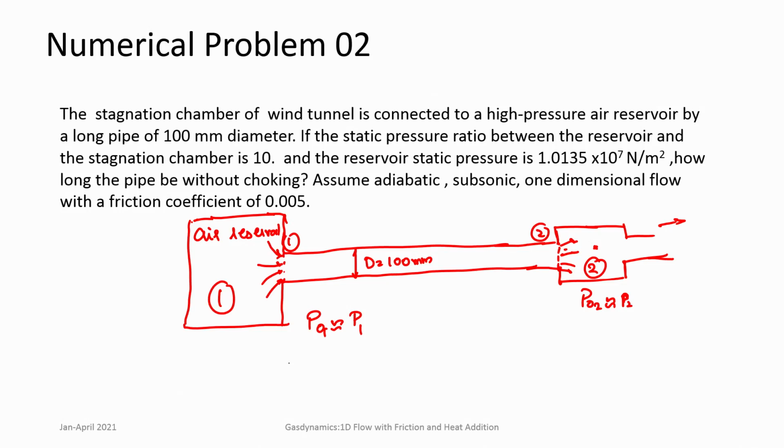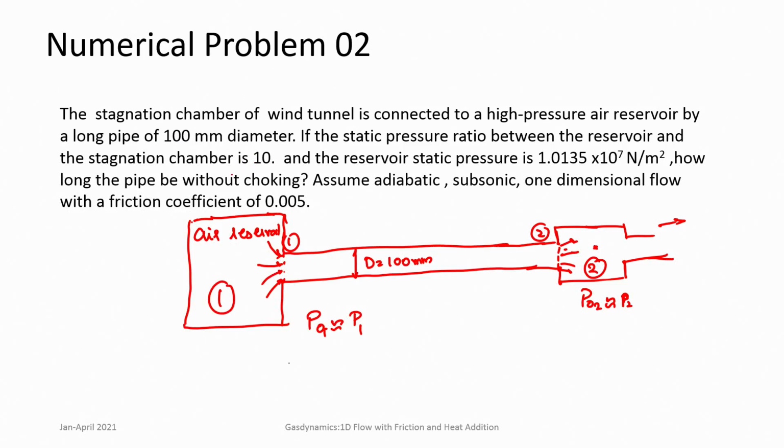Okay. So, can we now look at this problem. So, what we are given is basically P naught 2 by P naught 1 or P naught 1 by P naught 2, the ratio is 10. Okay. And now we are considering what should be the length so that it does not choke. So, what is the maximum limit?